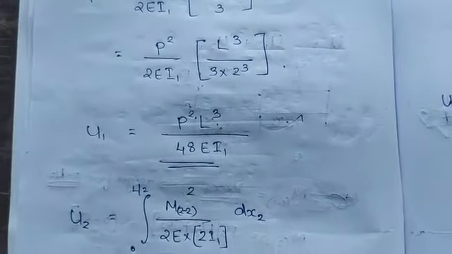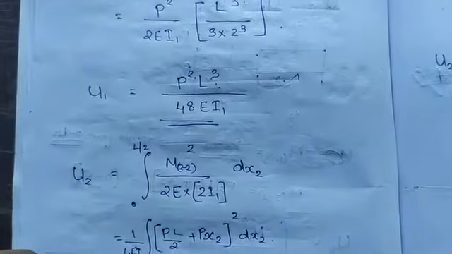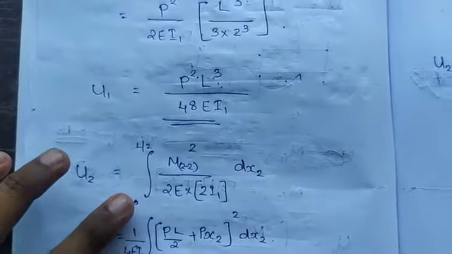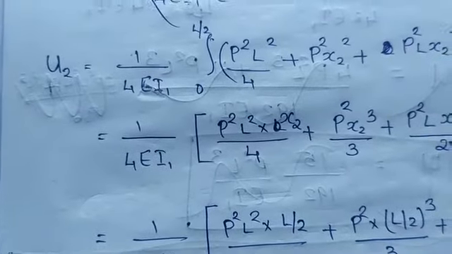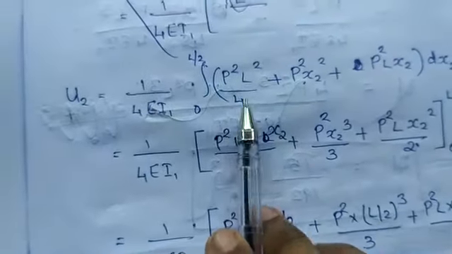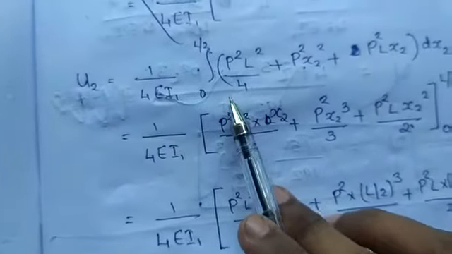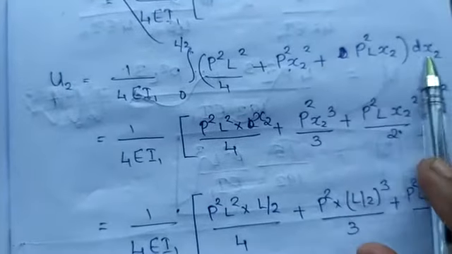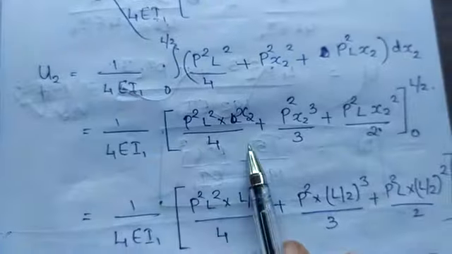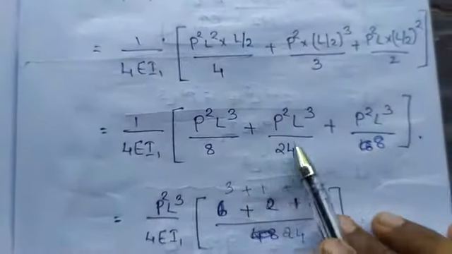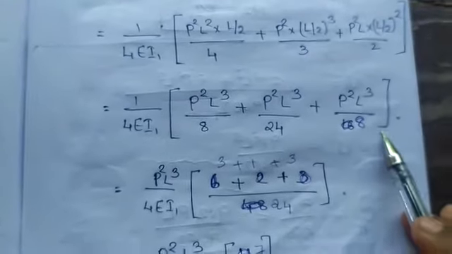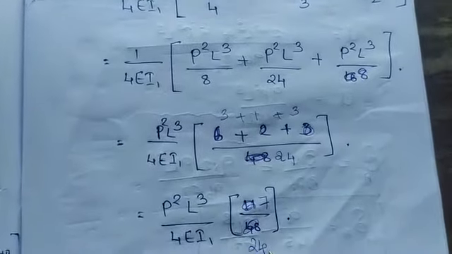Now U2 becomes the same thing. This was the moment at section 2. You apply this in terms of dx2, and then U2 becomes this. You will simply expand it using the (a plus b) whole square equation. The same thing you will be doing: integrate it, applying the limits from 0 to L by 2. You will get this answer.